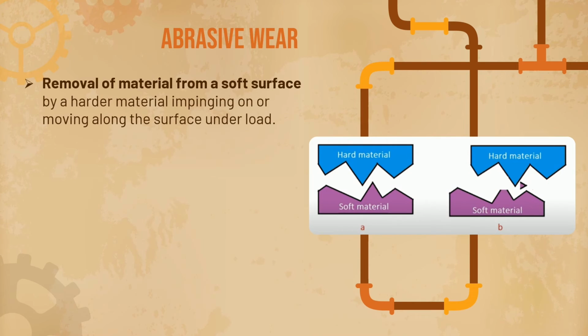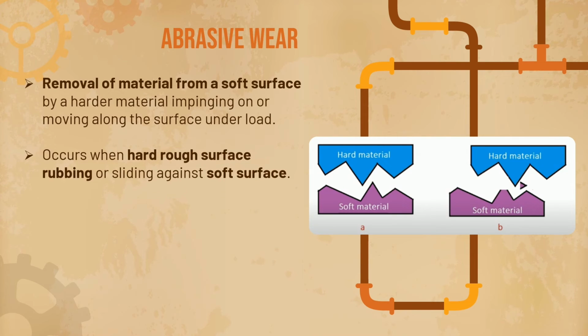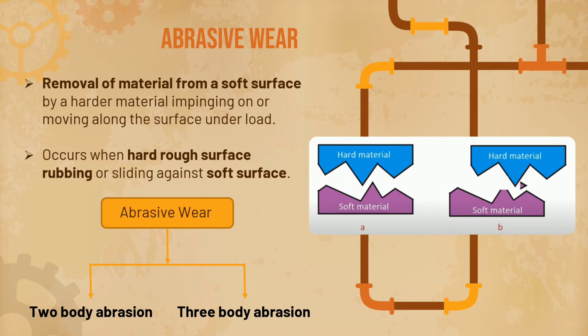Abrasive wear is the removal of material from a soft surface by a harder surface impinging on or moving along the surface under load. It occurs when a hard rough surface rubs or slides against a soft surface. There are two-body abrasion and three-body abrasion.